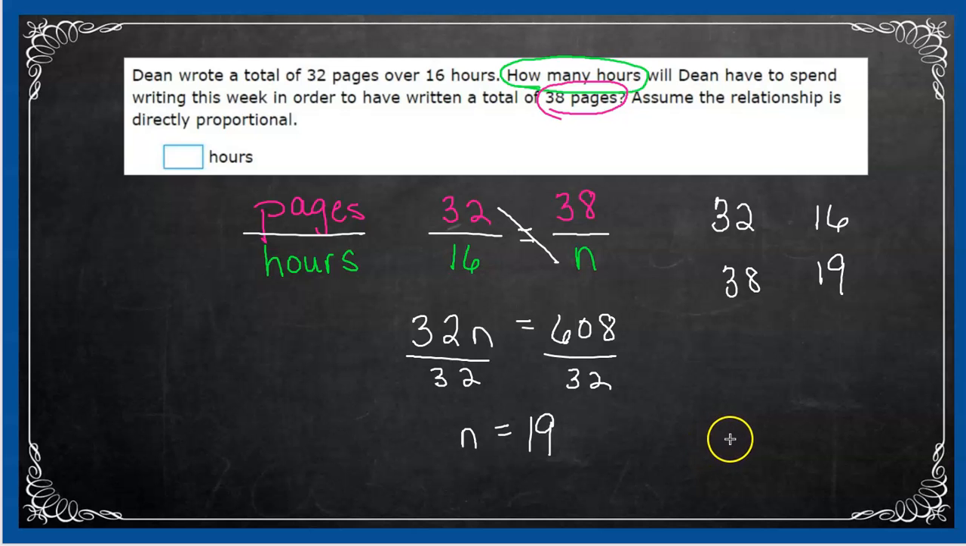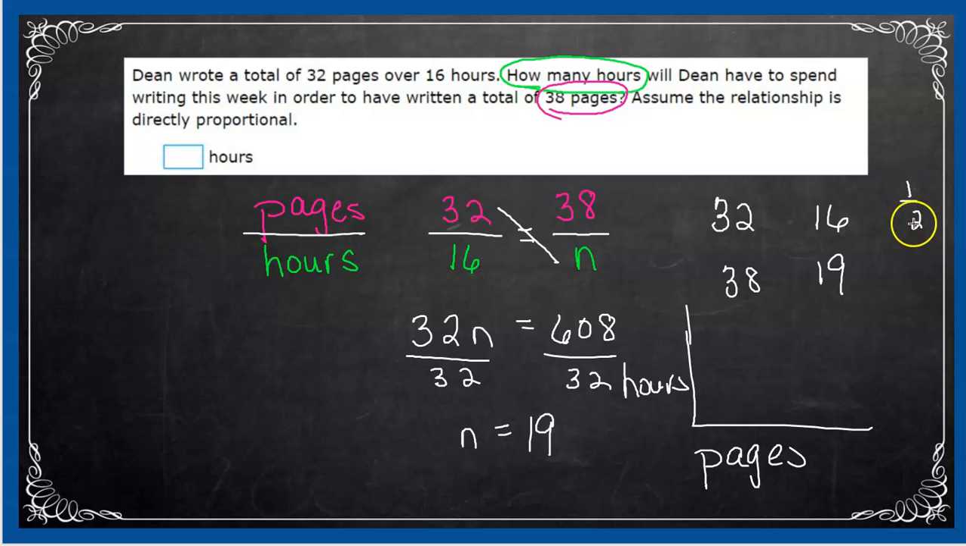But the thing is, if you do a graph, it actually depends on whether you put pages down here and hours over here. If I did a graph like this, and I did pages to hours, that would be a constant of proportionality of 1/2. If I did it the other way around, I put hours down here and pages over here, it would be 2. So it really just depends on the graph and which axis you use for which type of term. None of that matters on this problem. We just needed to find out what n equaled. But just so you know, when we're talking about constant of proportionality, it depends on which one is the x and which one is the y.